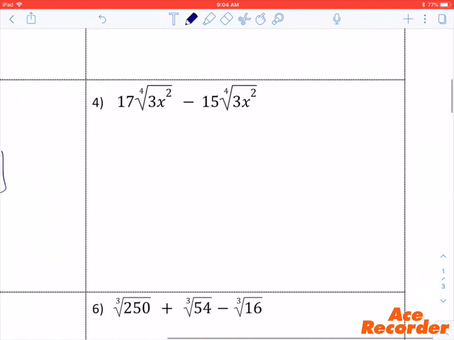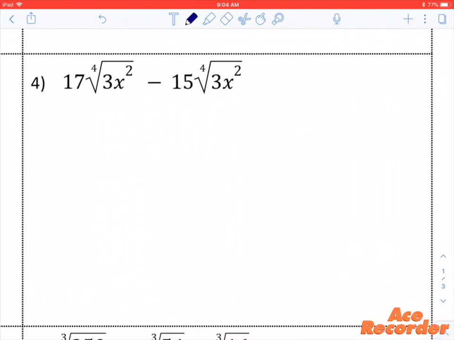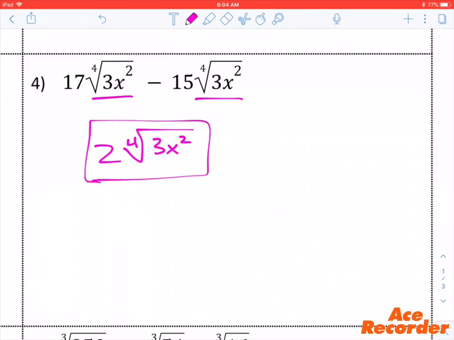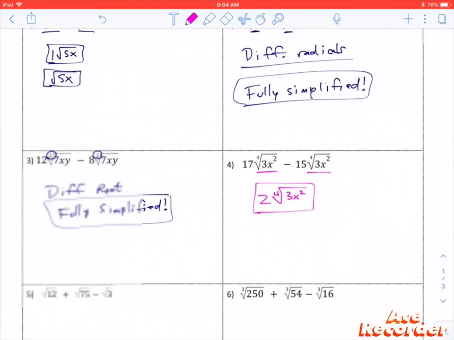So, let's look at number 4. If I'm going too fast, pause it. It's the beauty of having a video. So, look at these two radicals. 4th root, 3x squared inside, 3x squared inside. So, we can go ahead and put these together. So, 17 minus 15 is 2. Everything in the radical stays the same. And we're done. Easy as that. But the hard part is keeping it the same. So you just got to remember that fact. The radical does not change when you add and subtract.